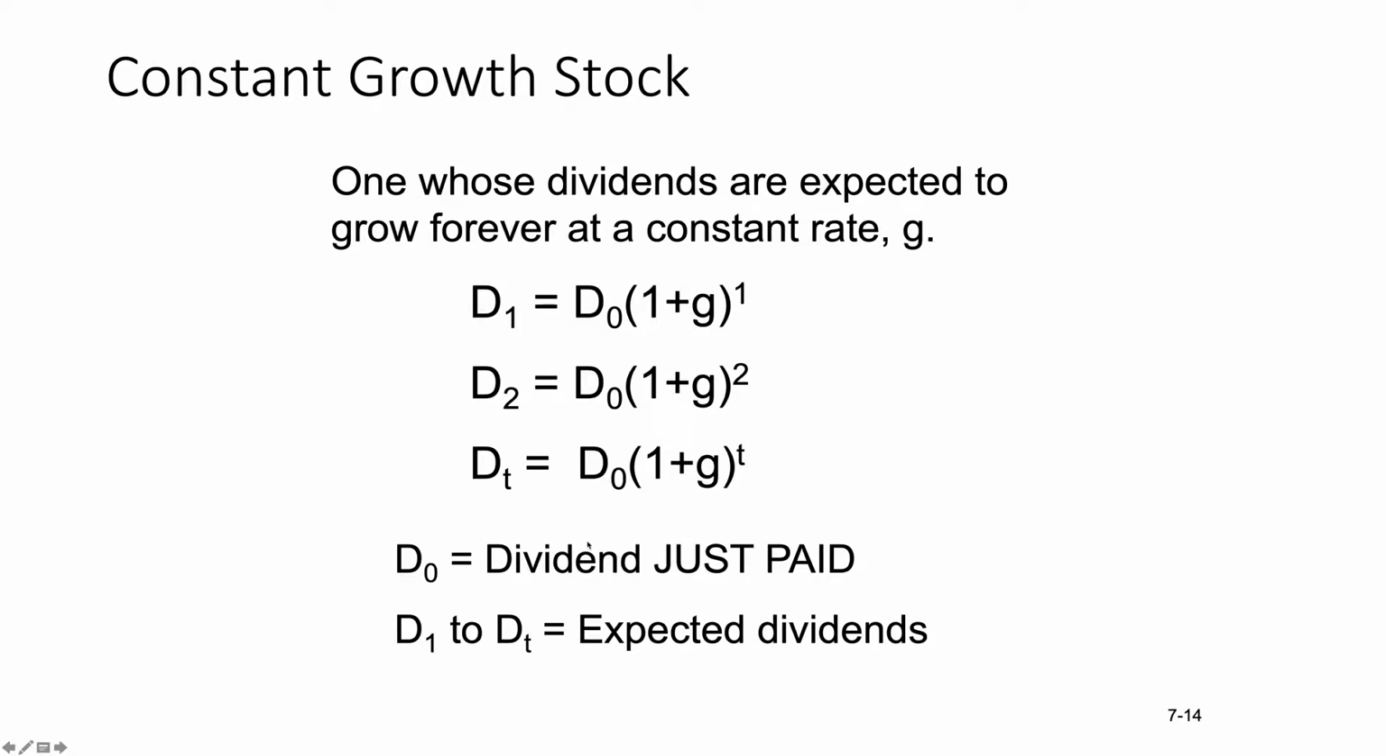D1 is expected next period. Make sure that you distinguish these two. D0 is the last dividend, already paid. D1 is the next dividend, not paid yet, you expect it. What is the relationship? D1 equals D0 times 1 plus the growth rate. That's the relationship.